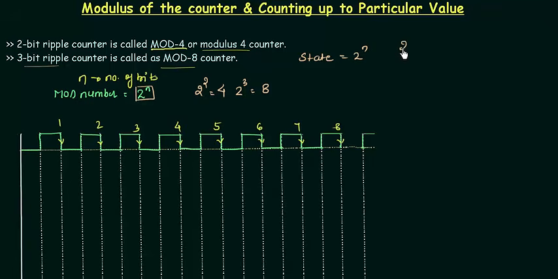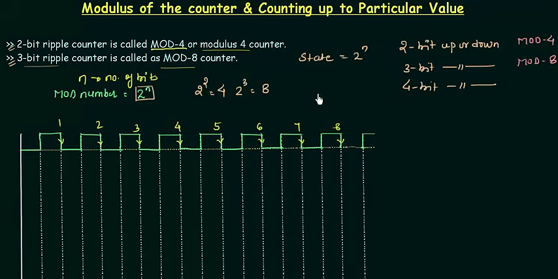So this is all about the modulus, and if you want to make a table in your notes, you can do that. For a 2-bit up or down counter, the mod number, or the modulus, is 4. It is a mod 4 counter. If I have a 3-bit up or down counter, then the modulus is equal to 8, as we have already seen. And if I have a 4-bit up or down counter, then the mod is 16.